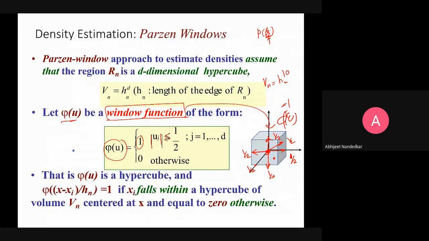Now you can move this window function throughout the space by doing this adjustment. You can change the center position as you wish. As per your choice, you can move this and check whether the given point falls within this box or not. So for the time being, just remember that there is a function which does the job: if a given test point is inside the volume, it will return you 1, otherwise it will return you 0. Why I want this, you will come to know in the next slides.